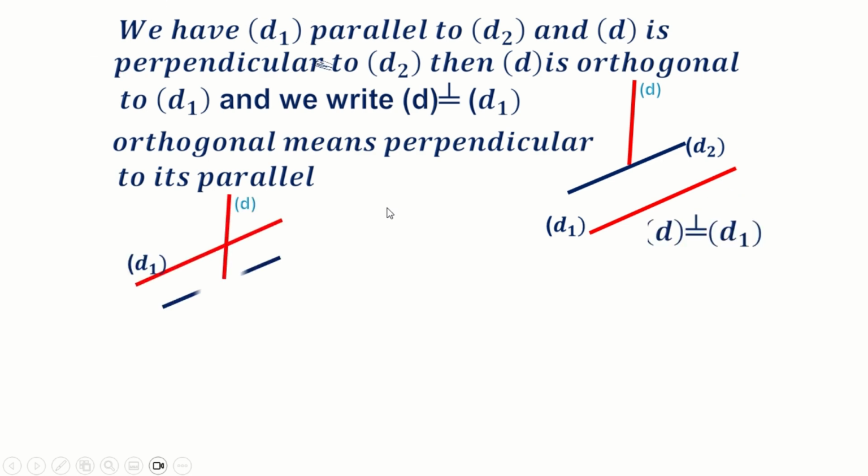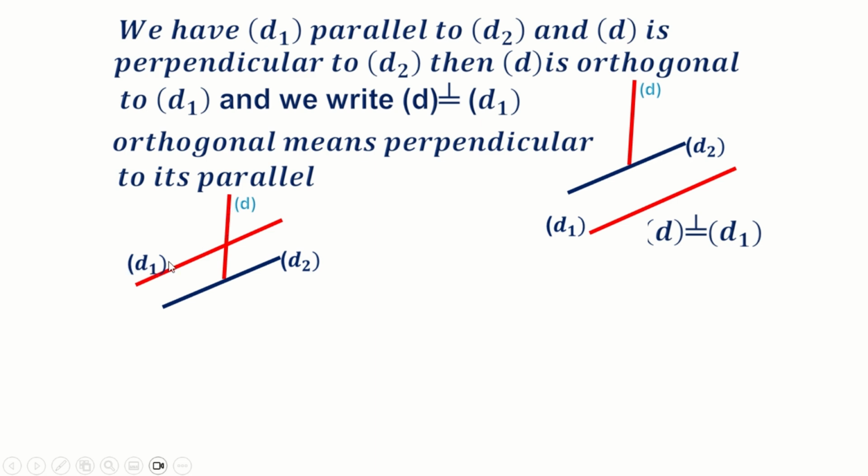In this figure, D is perpendicular to D2, and also D is perpendicular to D1. Also, we have D is orthogonal to D1 since D is perpendicular to its parallel D2. D1 and D2 are parallel, D perpendicular to D2, then D is orthogonal to D1.